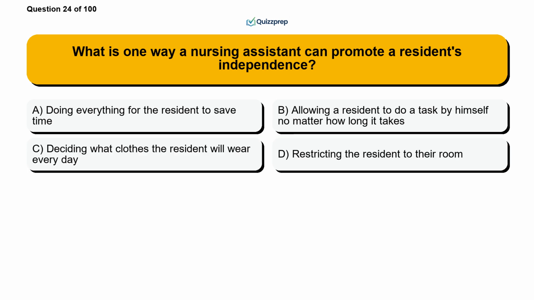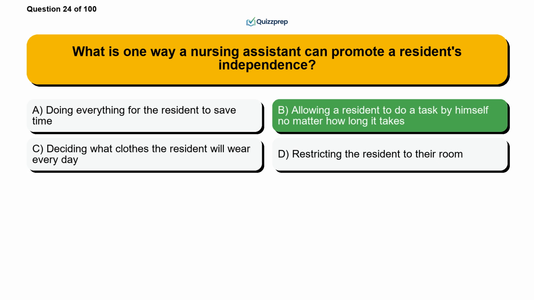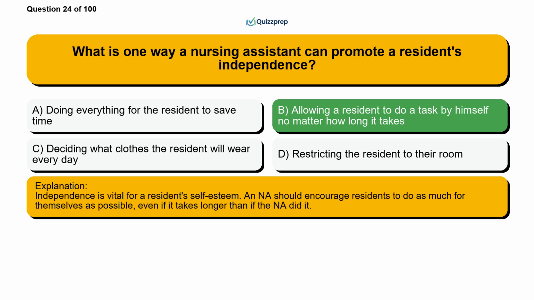Question 24. What is one way a nursing assistant can promote a resident's independence? Option A, doing everything for the resident to save time. Option B, allowing a resident to do a task by himself no matter how long it takes. Option C, deciding what clothes the resident will wear every day. Option D, restricting the resident to their room. The correct answer is option B, allowing a resident to do a task by himself no matter how long it takes. Independence is vital for a resident's self-esteem, and NAs should encourage residents to do as much for themselves as possible, even if it takes longer than if the NA did it.